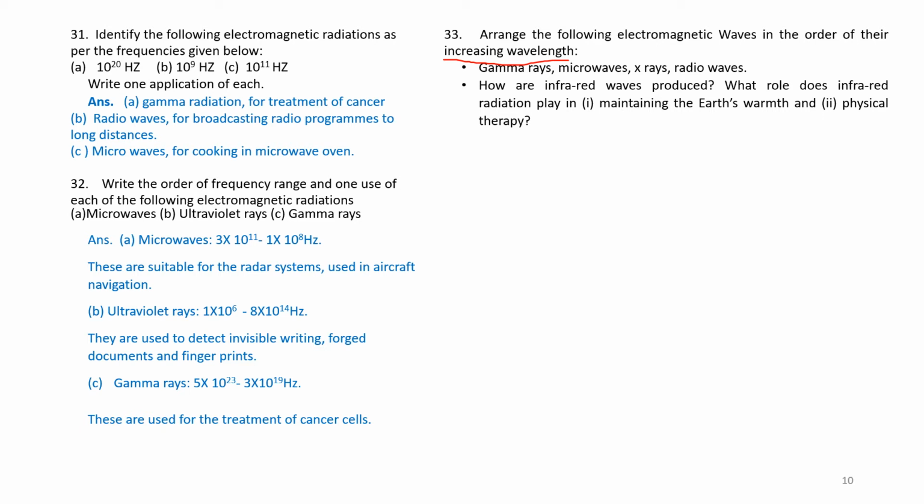The next question is, how are infrared waves produced? What role does infrared radiation play in maintaining the Earth's warmth and in physical therapy? These are the different applications. Infrared waves are produced by vibration of atoms of molecules.